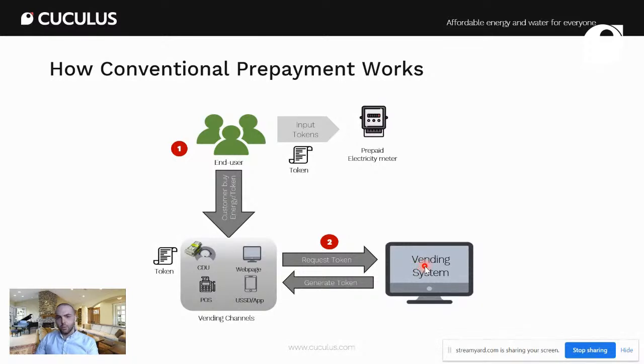The vending system will reply back with a token, which is a number that consists of 20 digits. They take this token, print it out on a paper, and give it to the customer, and the customer will go back to his meter and input the token in the meter. Usually the customer can input the tokens using the keypad.